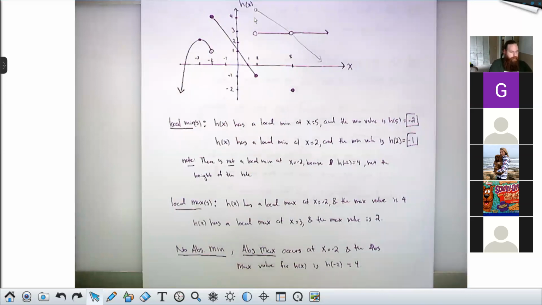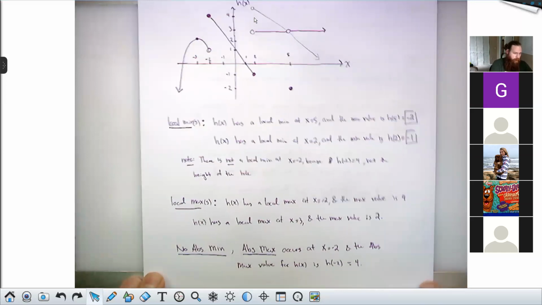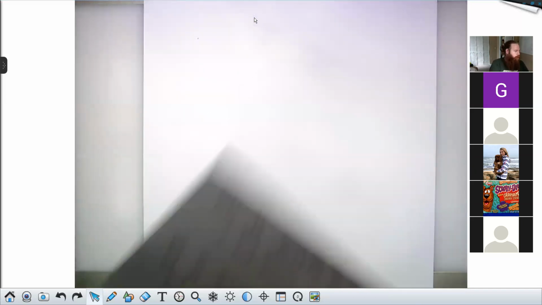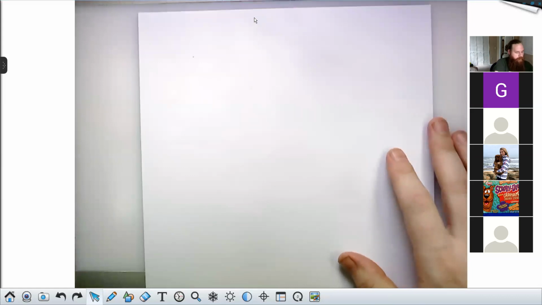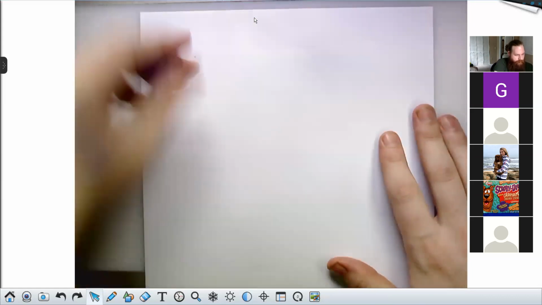All right. So I think that's all we need to say about mins and maxes, which means it's time to talk about rates of change.